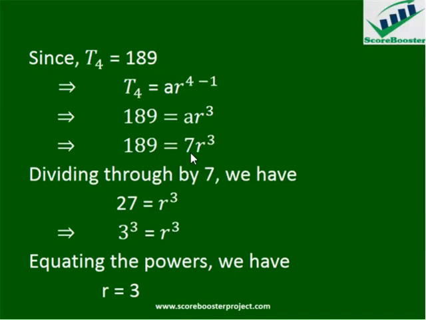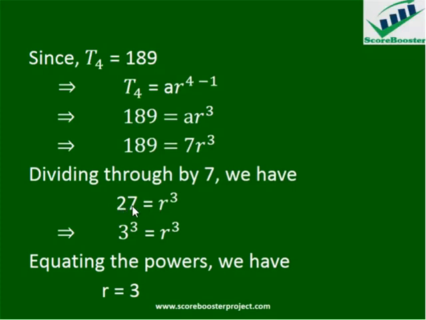So from here we can see that the only parameter we have here is the common ratio, and that is what we are to obtain. So we make r cubed the subject of the formula by dividing both sides by 7. So 189 divided by 7 will give 27, and 7 divided by 7 here will give 1. 1 multiplied by r cubed gives r cubed.